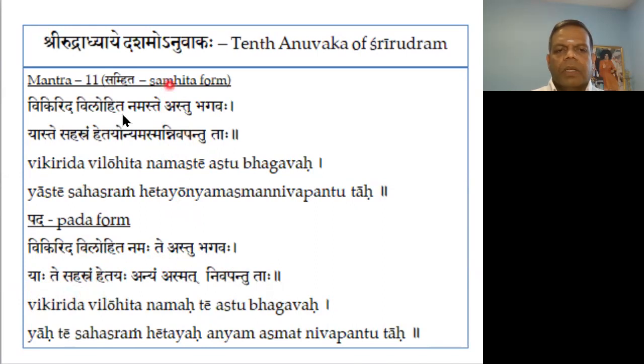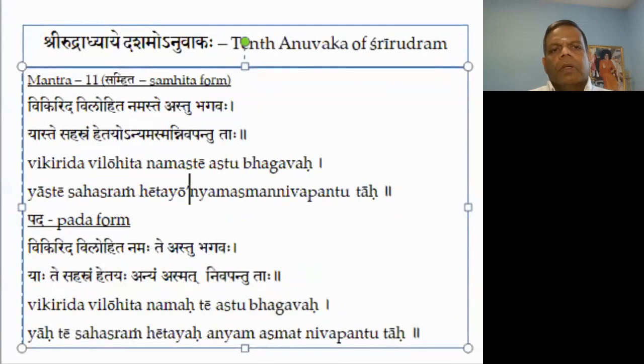Sahasram. Here there are multiple words, four words actually. Hetayaha and Anyam become Hetayonyam. I made a small mistake, there should be an avagraha, so I have put it there. Hetayonyam, because the Visarga becomes O and the A becomes silent.